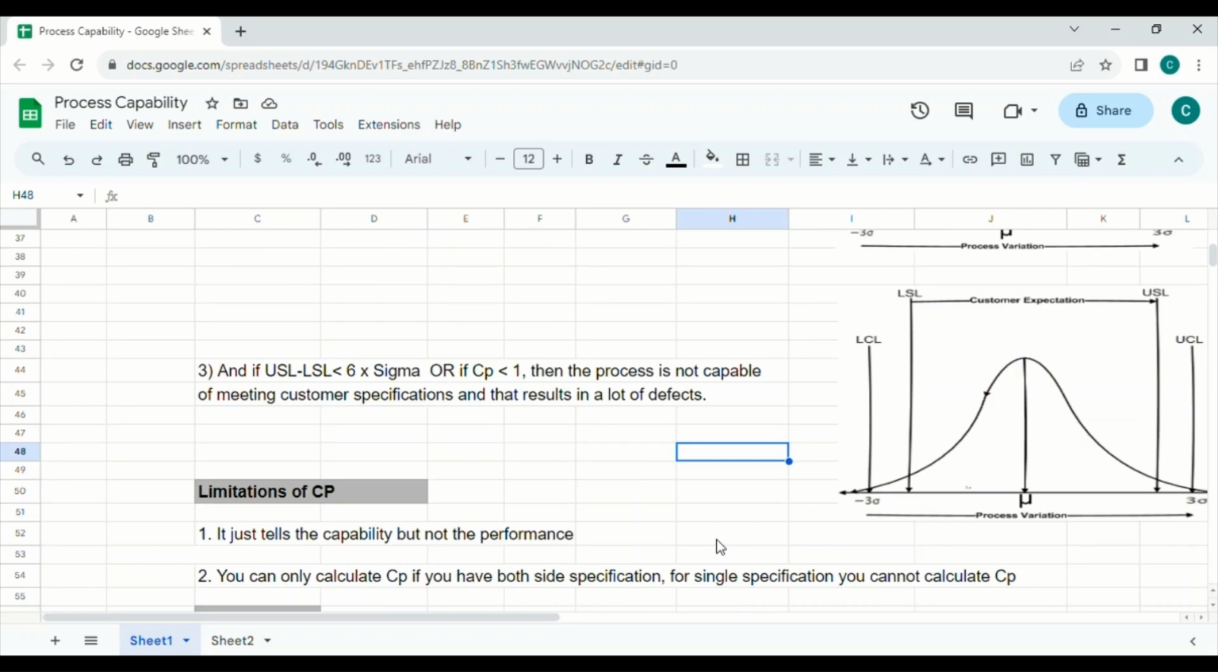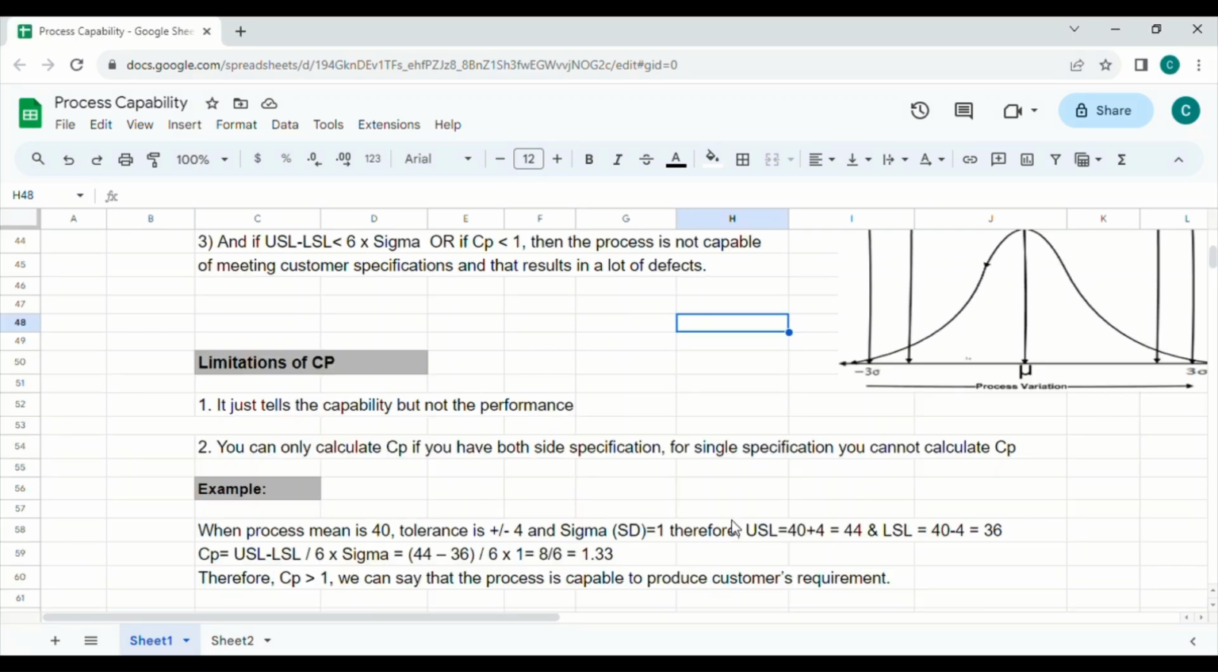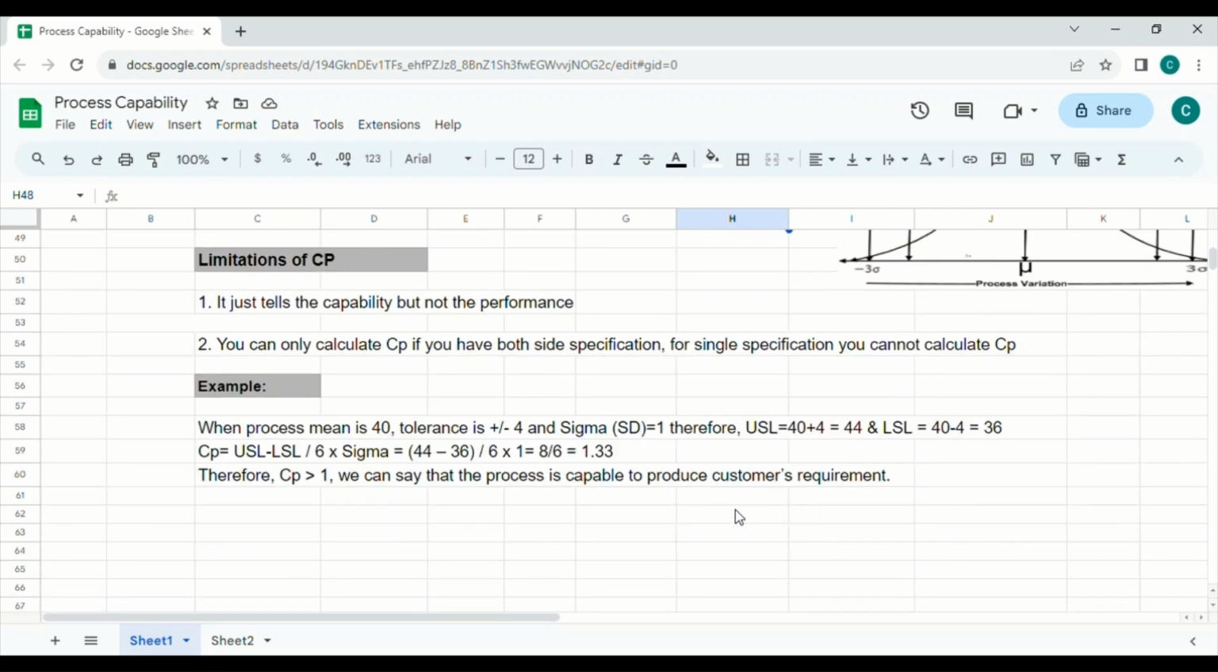Limitations of CP. CP just tells you the capability but not the performance. You can only calculate CP if you have both side specifications. For a single specification you cannot calculate CP.